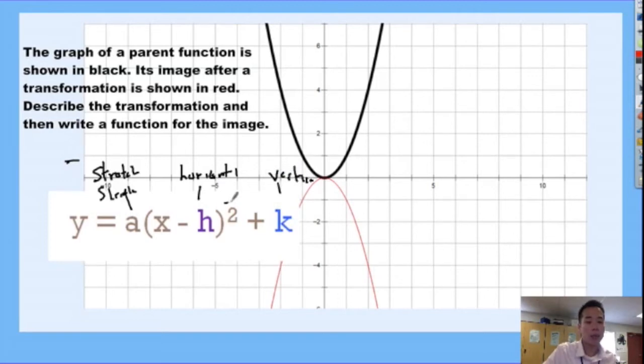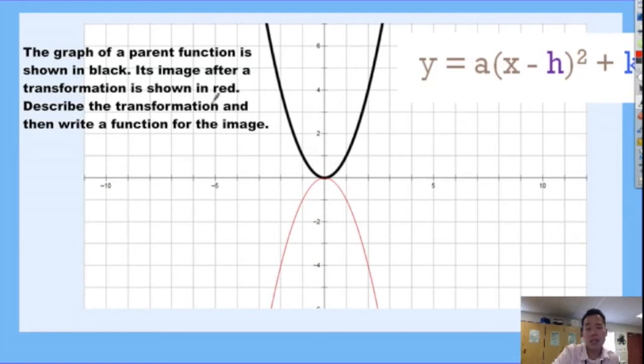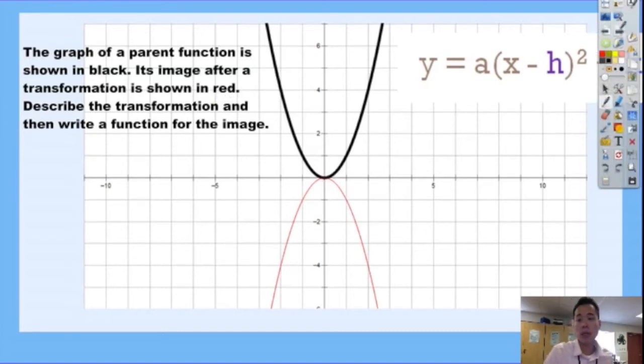And then more importantly, this right here tells us that this is the parabola, the parent function of y equals x squared. So on the screen, you see the parent function is in black, and then the red is its image, or part of its family. So it's already been transformed. This would be a reflection across the origin. So let's get right to it.